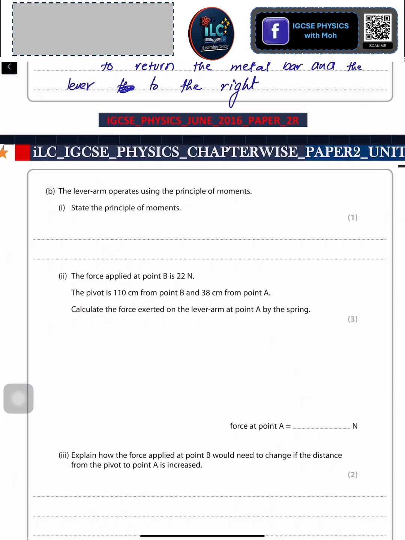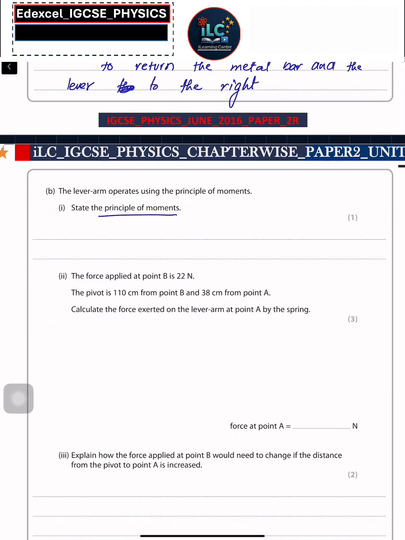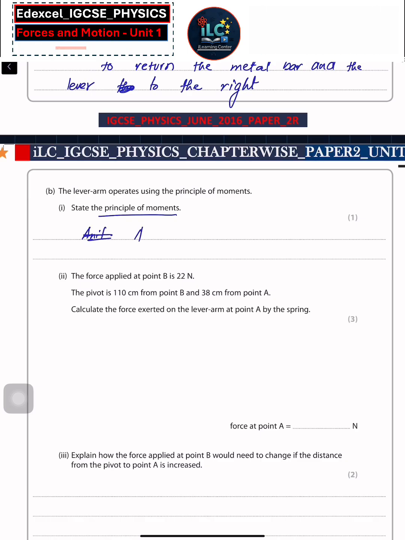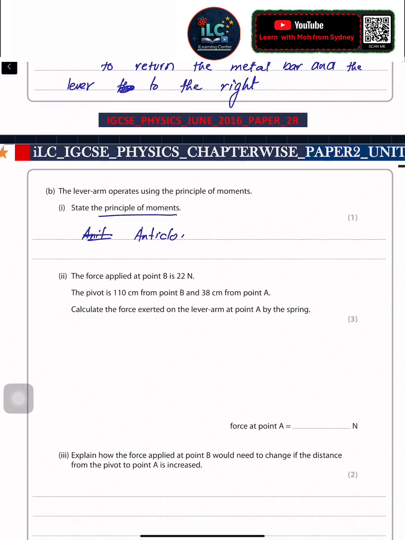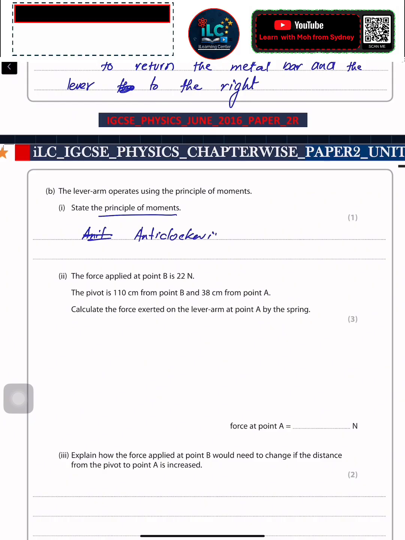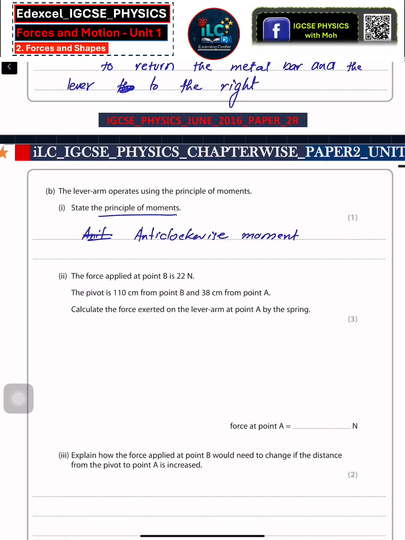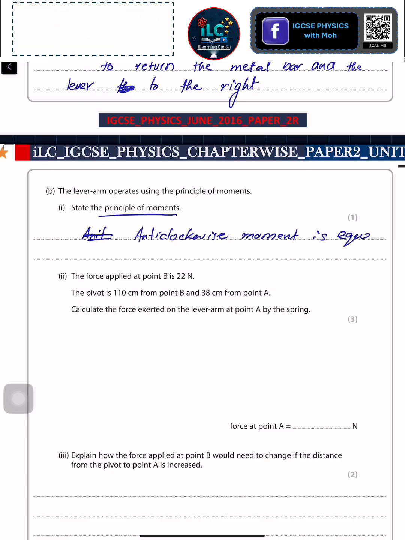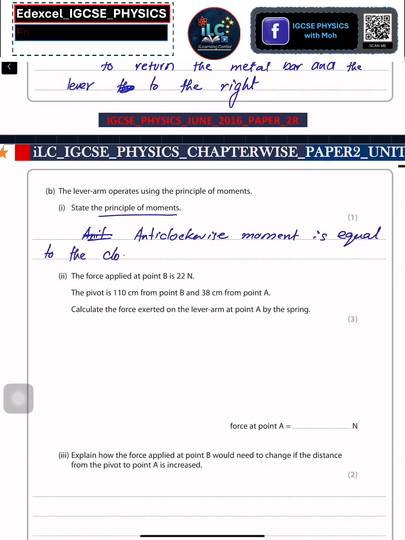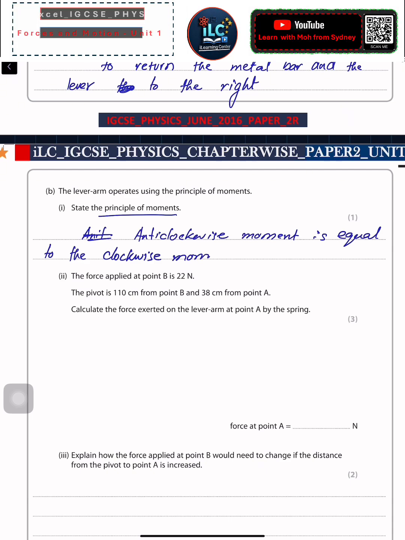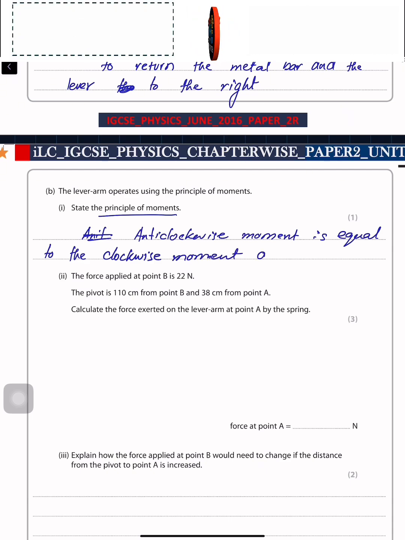You must have seen this in your doors and in a lot of places in your offices. Here it's a straightforward question, which asks for the principle of moments. Without looking, you can just say the anti-clockwise moment is equal to the clockwise moment at equilibrium.